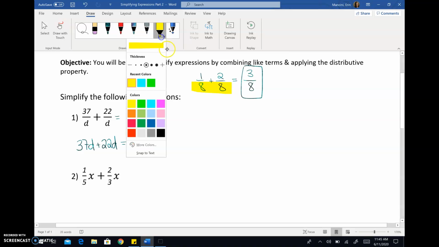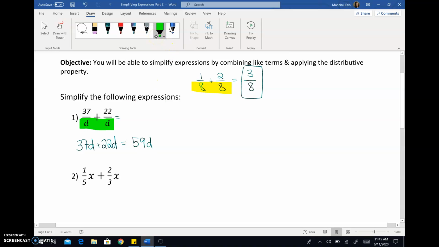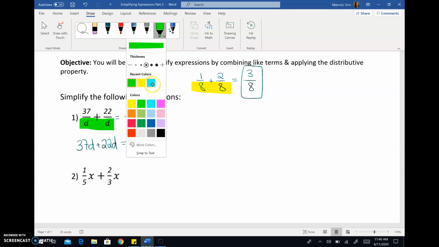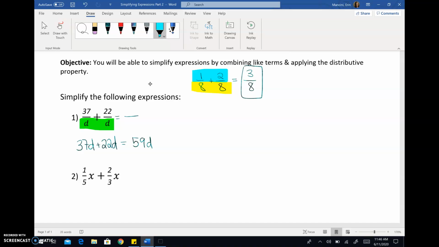And although number one has a variable as the denominator, it's still a common denominator. What this problem says is I have 37 d's and I add 22 of them. How many do I have? Okay, so same idea. Really, you just add the numerator, which is the top of this fraction here. So I say I have 3/8. I'm going to do the same thing here. 37 plus 22 is 59 over d.